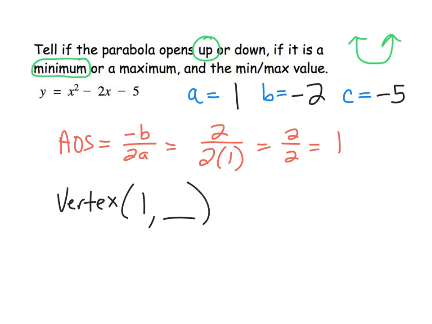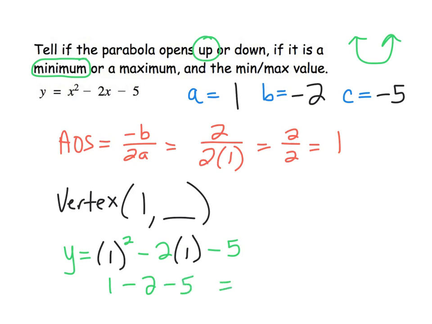So to do that, I'm going to plug in 1 for my x. So I've got y equals, instead of an x, I'm going to put a 1. So x squared minus 2, and then again, instead of an x, I'm going to put a 1, minus 5. So 1 squared is 1, minus 2 times 1 is 2, minus 5. So 1 minus 2 minus 5 is -6. So I know that -6 goes right there.